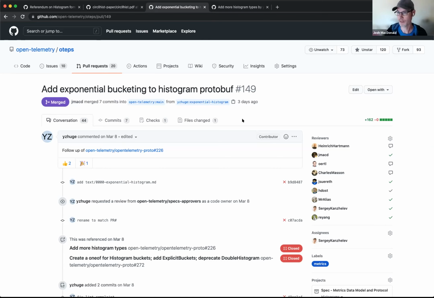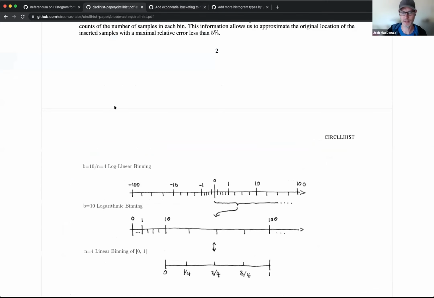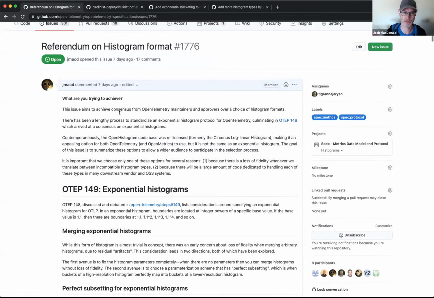So this idea of perfect subsetting was brought into the conversation, and you can do perfect subsetting for a binary scheme, and you can do perfect subsetting for a base 10 scheme. Now, Open Histogram doesn't actually do this, but it's a fairly trivial extension. So I wrote it up. This is in my ticket here. This is the referendum on histogram formats.